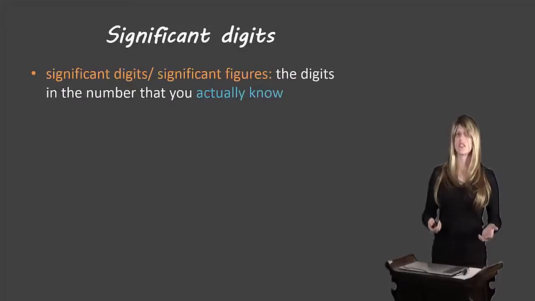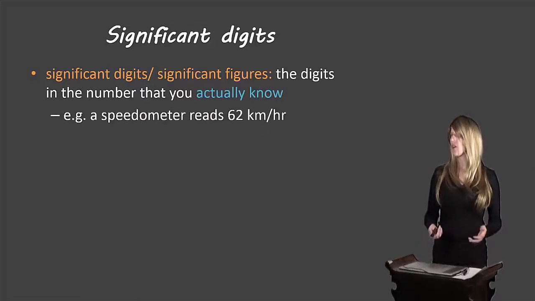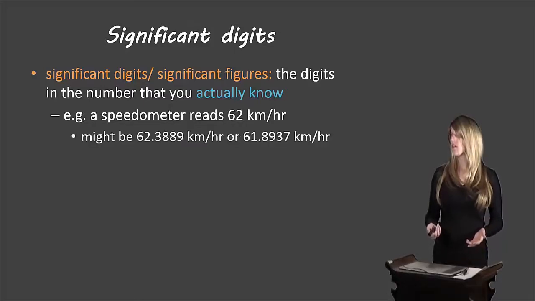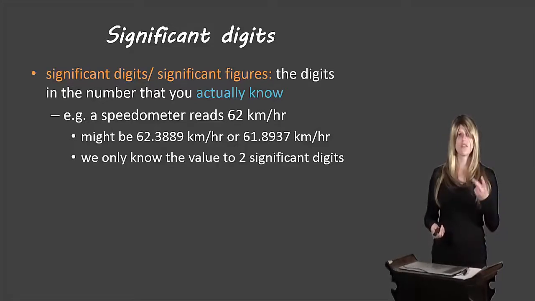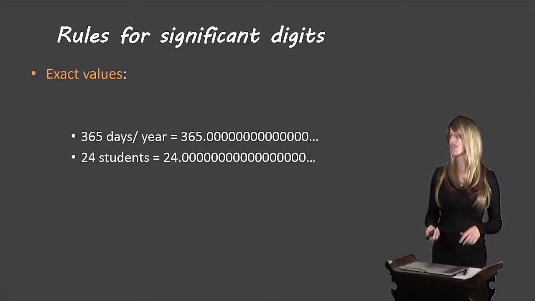So significant digits are significant figures. These are the digits in the number that you actually know to be true. Say you're driving and the speedometer reads 62 kilometers per hour. Well, this might be 62.3889 kilometers per hour, or it could be 61.8937 kilometers per hour. We don't know specifically how fast you're going. You only know that you're going 62 kilometers per hour. So we only know the value to 2 significant digits. We don't have any more information than that.